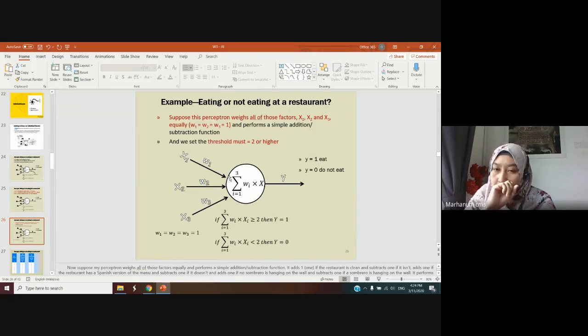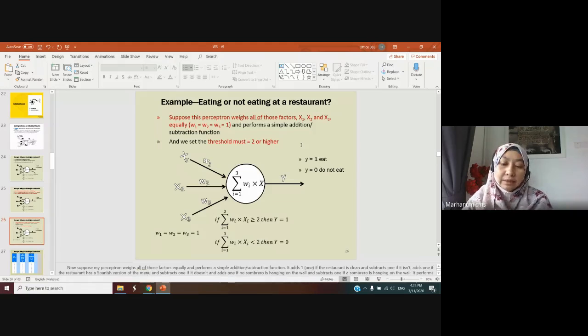So that's basically the neural networks actually linking between the input and output and all the options, all the data that they receive. Suppose this perceptron weighs all of those factors, X1, X2, and X3 equal to 1, and performs a simple addition and subtraction function. We set the threshold, the parameter that we set, at 2 or higher, then eat. If it does not achieve 2, do not eat. They will tell us.